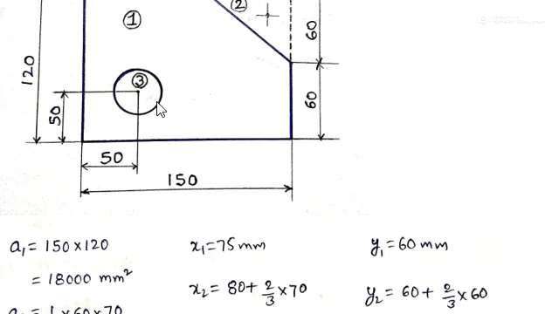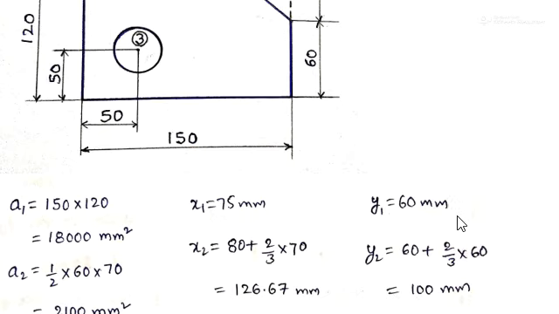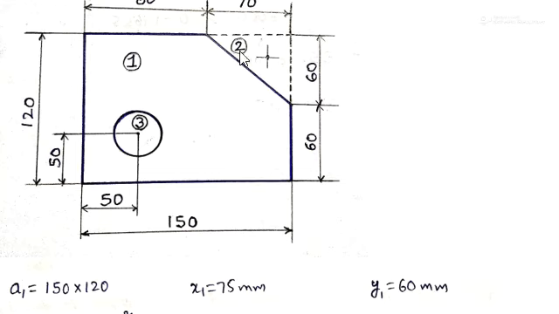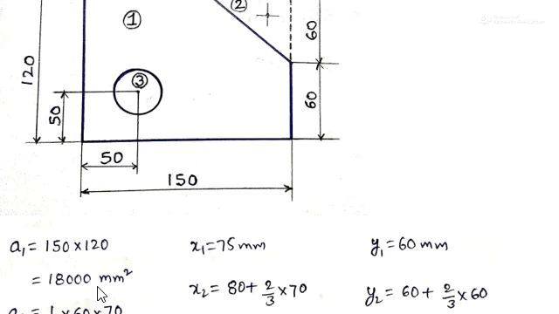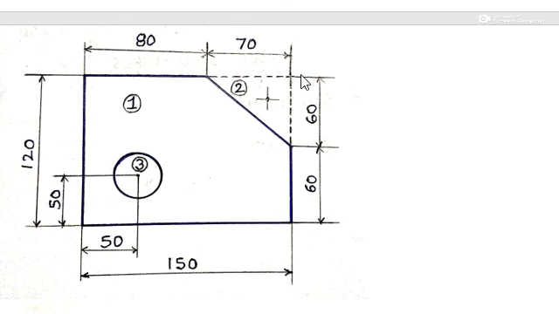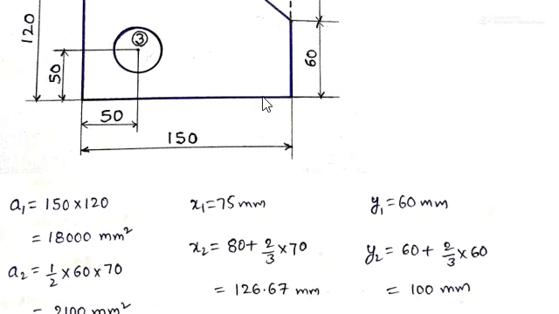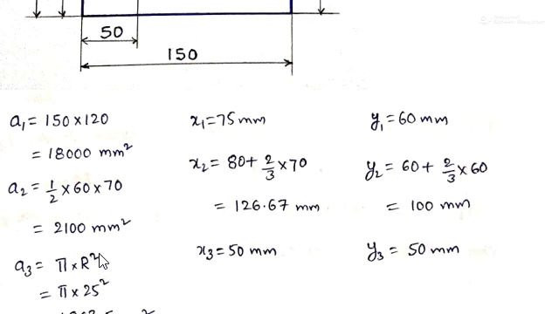Next is y3, the third area, that circle area. It is given in the question that the center of the circle is 50 mm from the bottom edge of the plate, so y3 will become 50 mm. Next we require areas a1, a2, a3. We have taken the total rectangle as area 1, so the area will become 150 by 120, that is 18,000 mm square. And a2 is this triangle: half into base into height, half into 60 into 70, so we are getting a2 as 2100 mm square.